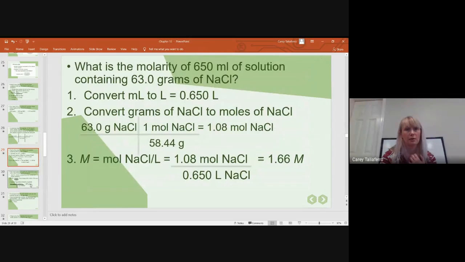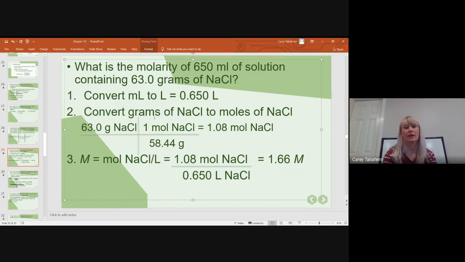I can use grams of NaCl to figure out moles of NaCl, and then I can divide by the volume. So you still have everything you need to know. It's just going to require an extra calculation. So here, the first thing I'm going to do, the easy calculation, milliliters. I don't want milliliters, I need liters. So I have to convert milliliters to liters. By doing that, I divide by 1,000 and get 0.650.